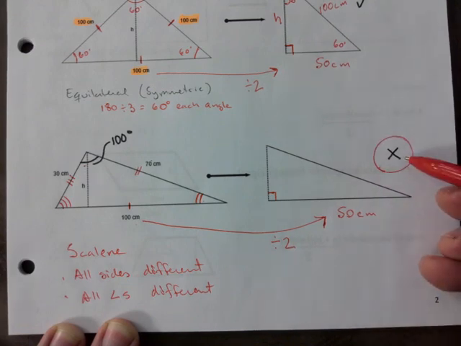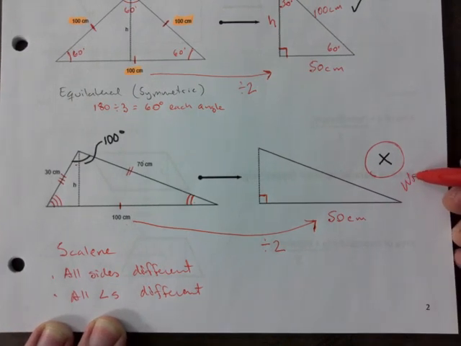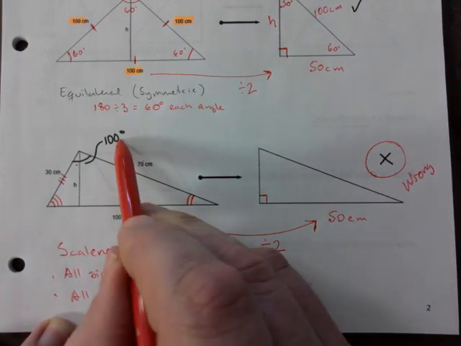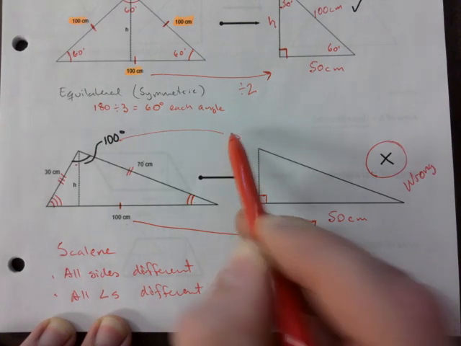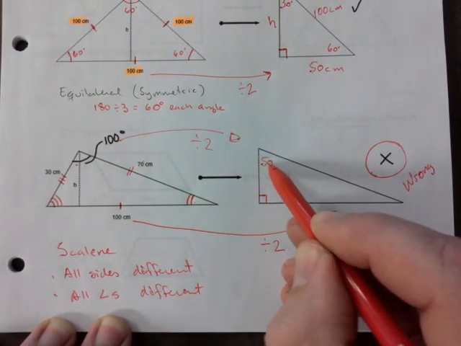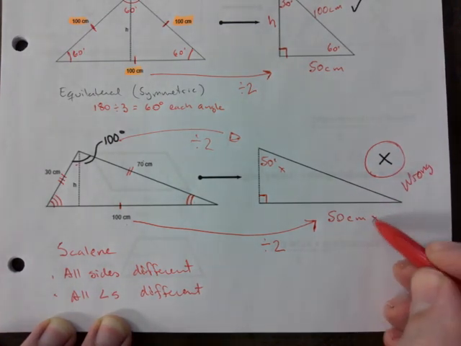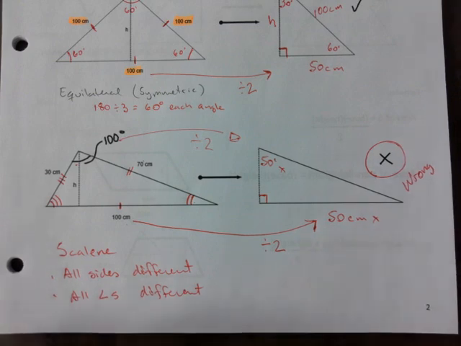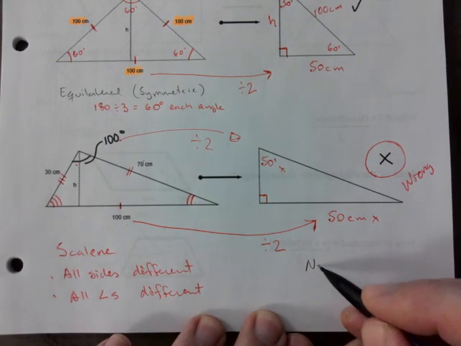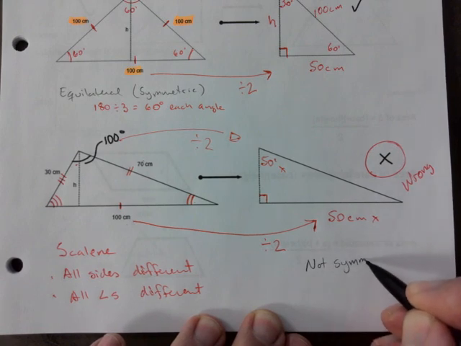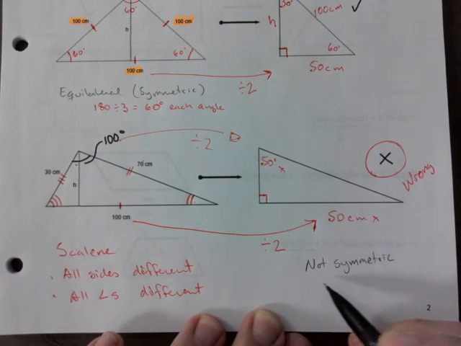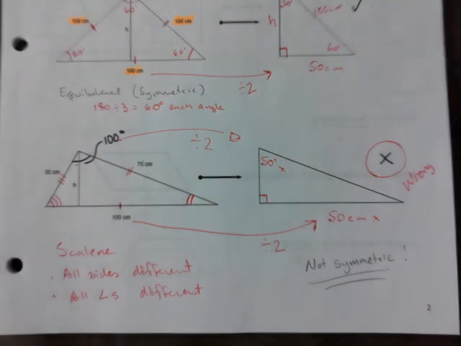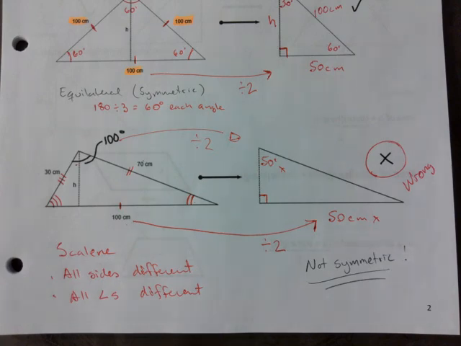That's why there's an X here. So let's just write wrong here at the very side. This 100, you can't just divide it by 2 and say 50. That's also wrong. Okay, so this is wrong, that is wrong. You can't do that. So I'm going to put down at the bottom here, not symmetric. So something to be aware of. In that case, we couldn't just do that. We would need more information.